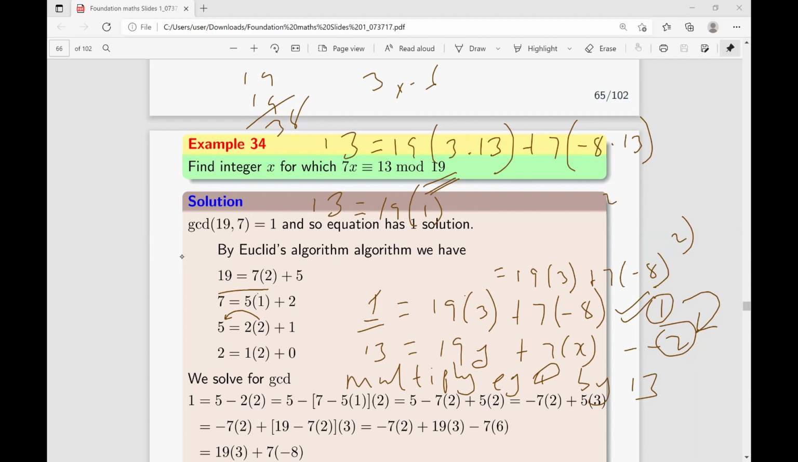This 13 is -6 mod 19. Is that okay? 13 and -6 are equivalent, are congruent. And so this gives you -18 mod 19. And whenever this is negative, as we've been doing it from the start, we've just been adding 19 to get a positive number. Add 19 and this to get a positive number, you get 1.